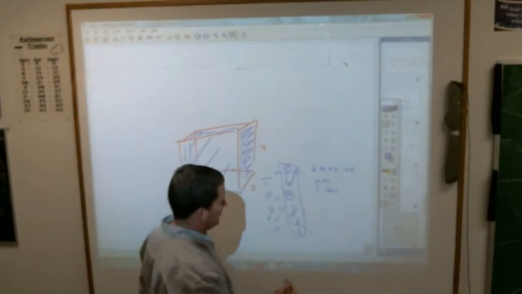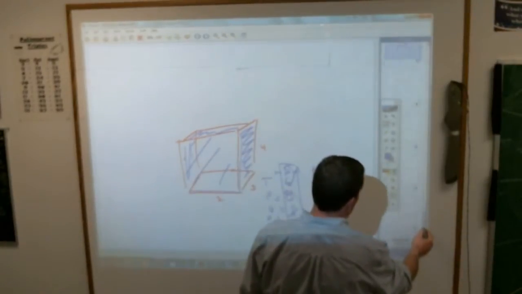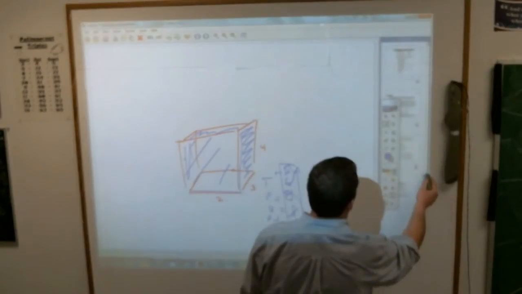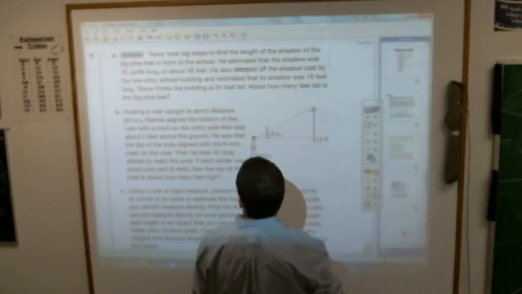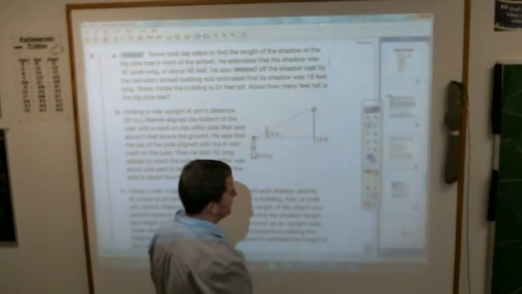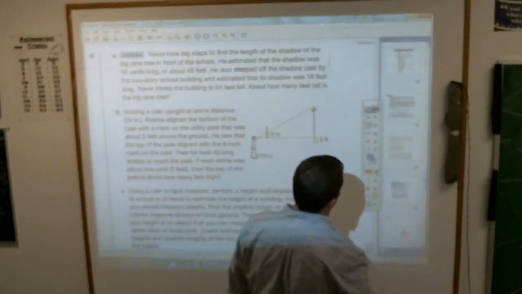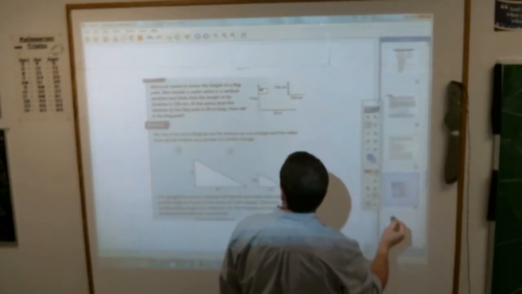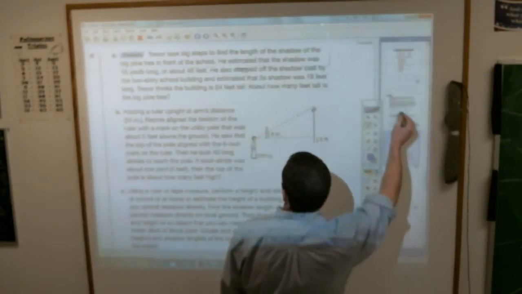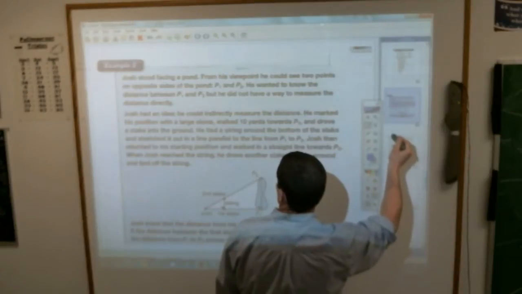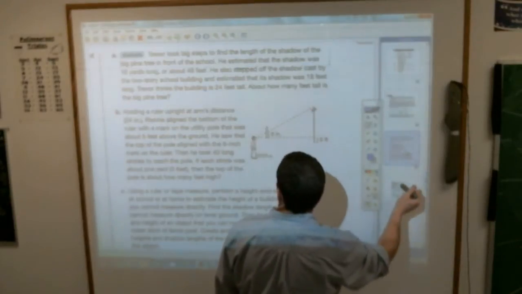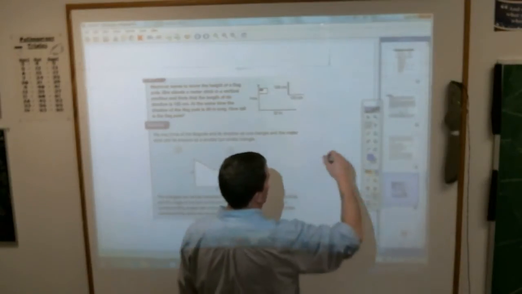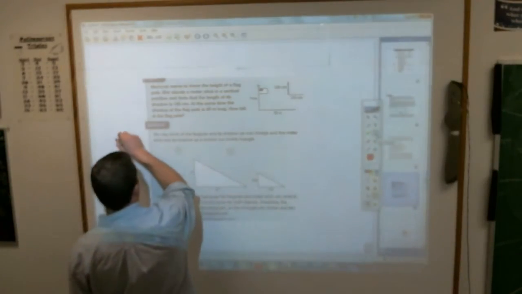Alright, today's little topic, should you choose to, let's go here. Did you ever see any of these problems here? Probably not. Let's do this one. Yeah, today's little topic is what's called similar triangles.